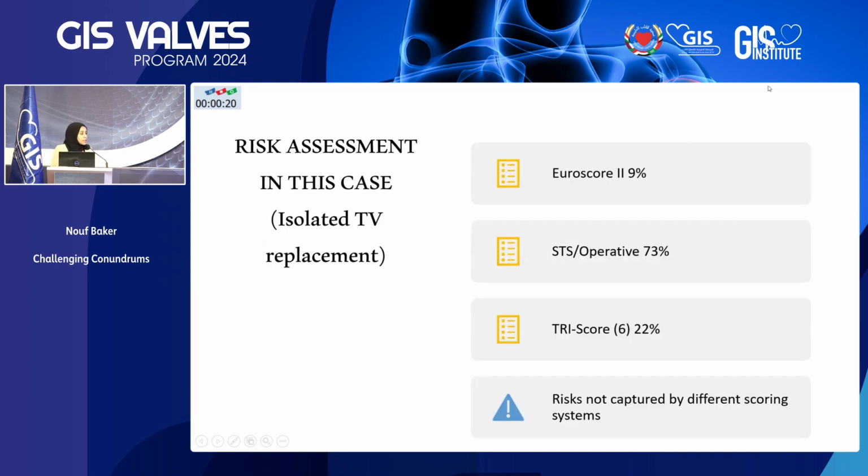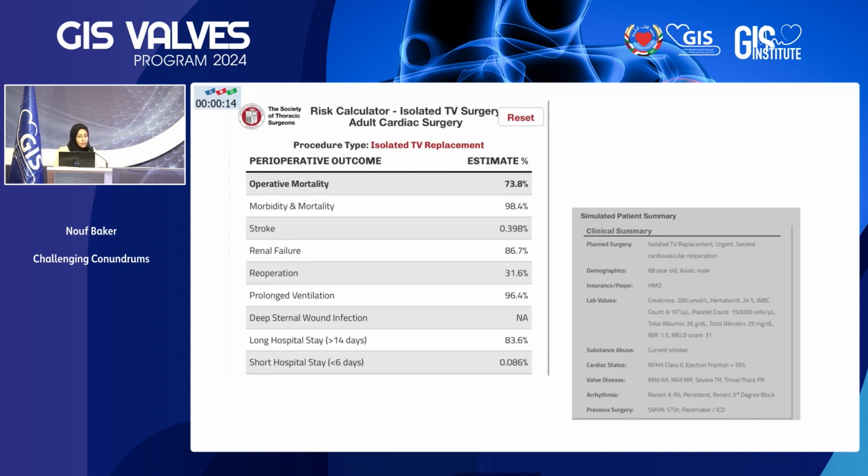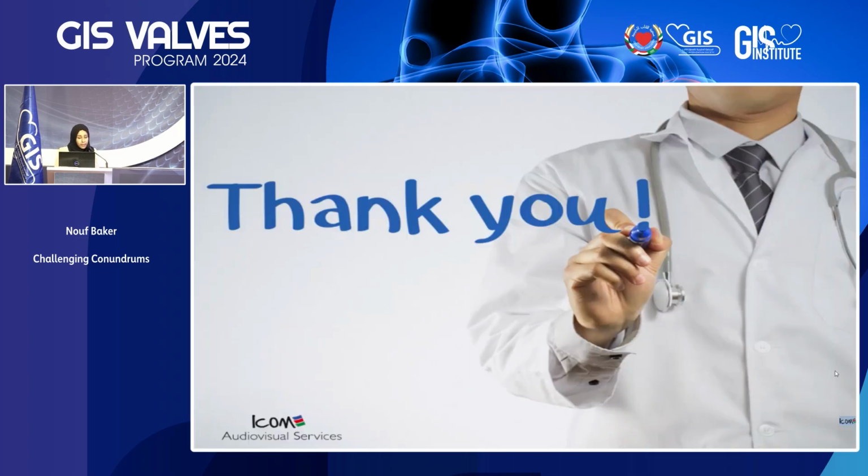so in terms of risk assessment for this patient for surgical intervention, if you look at the isolated tricuspid valve replacement risk score, this places the patient at almost a 74% risk of mortality given the input data. This is coupled with the risk of exsanguination and bleeding on cardiopulmonary bypass.